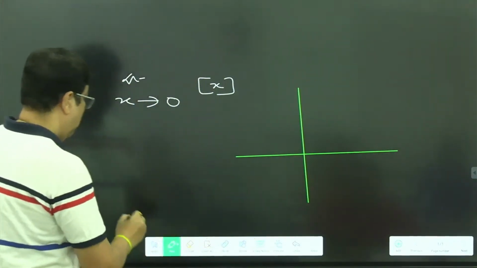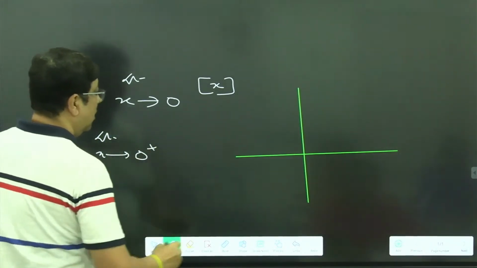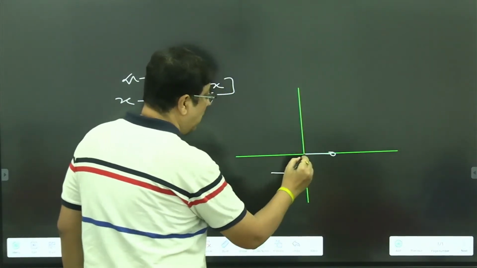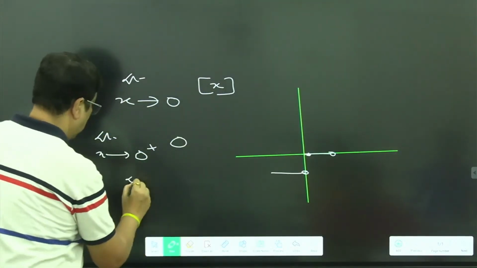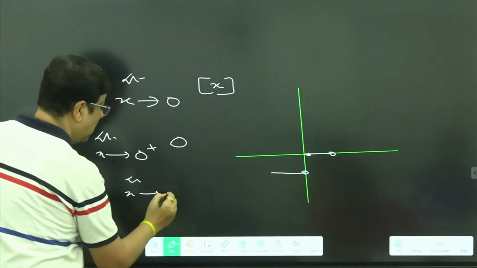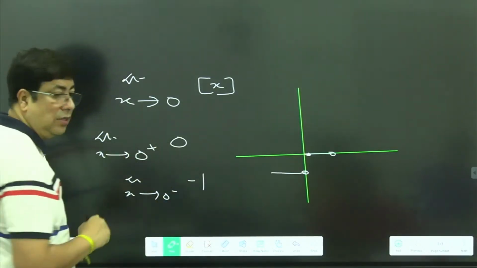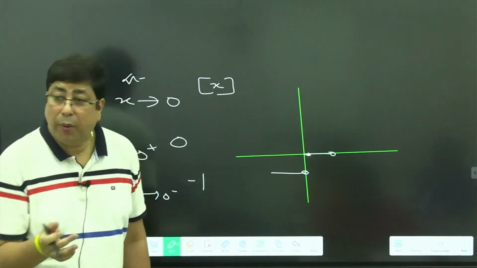Yes. When x tends to 0 plus, everyone, this is the curve of box x. X tends to 0 plus, 1 is nearer to 0, so this is coming 0. When x tends to 0 minus, it is minus 1. So the limit does not exist. Left hand limit is not equal to right hand limit. But remember one thing, if the question comes, what is the jump of the function?